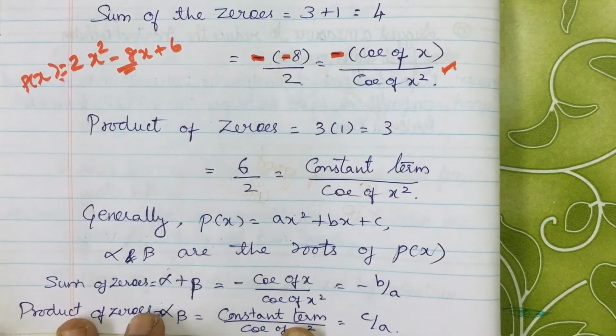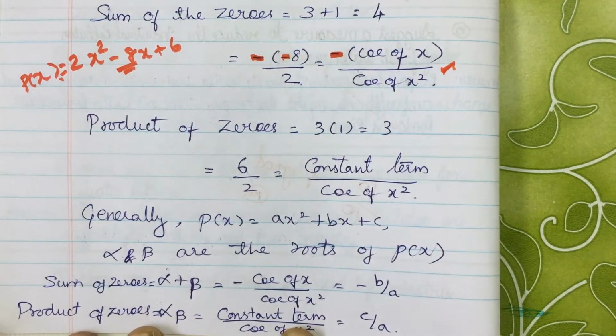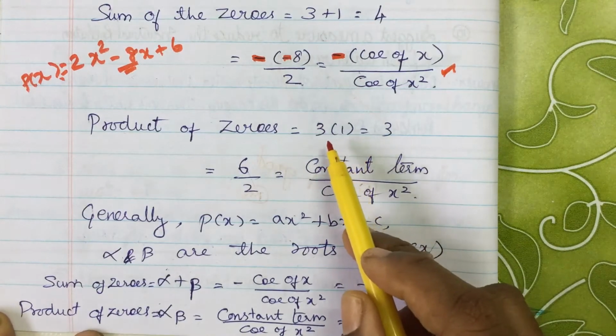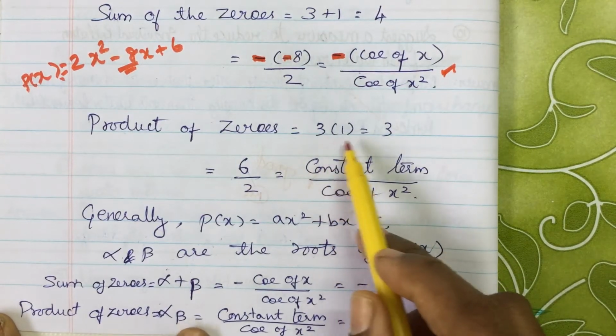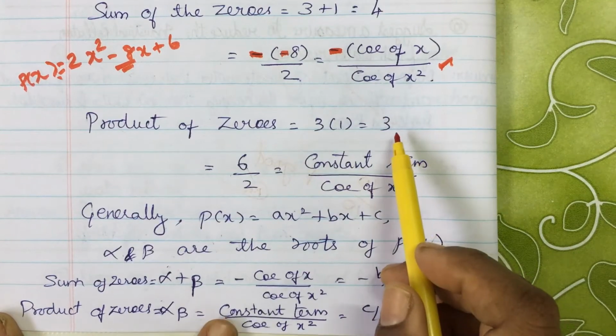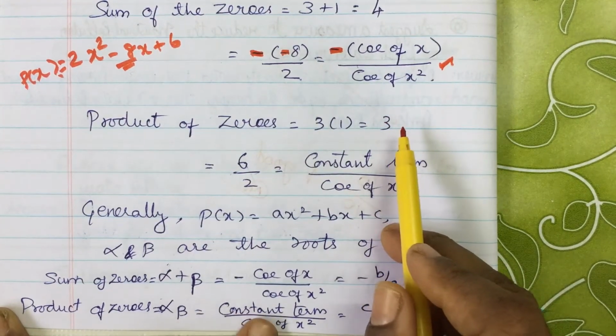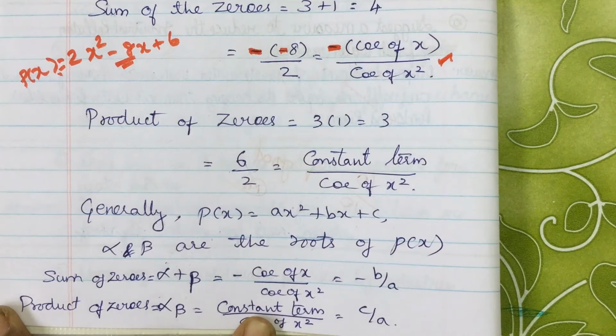Second, the product of the zeros. The product of the zeros is 3 into 1, where 3 is one zero and 1 is another zero. If you find the product, it will be 3. Again we have to make this 3 in terms of the numbers given in the polynomial, right? So 3 is not given. In order to make it 6, I am multiplying the numerator and denominator of 3 by 2. So 3 into 2 by 2 will get you 6 by 2, right?